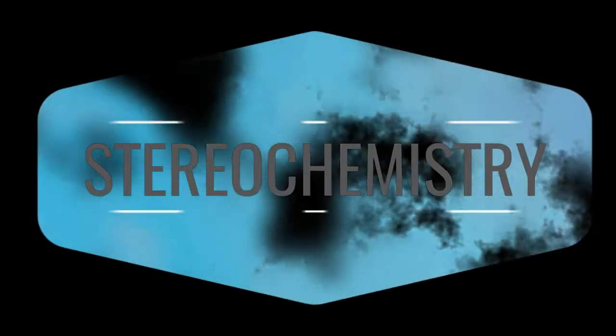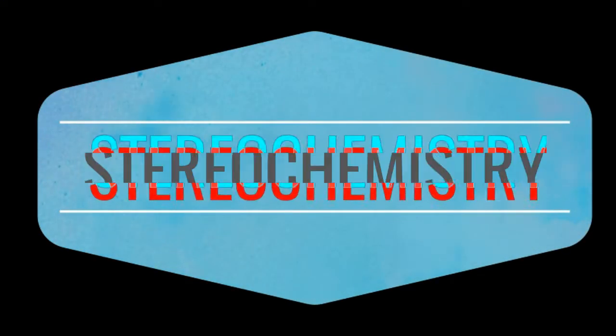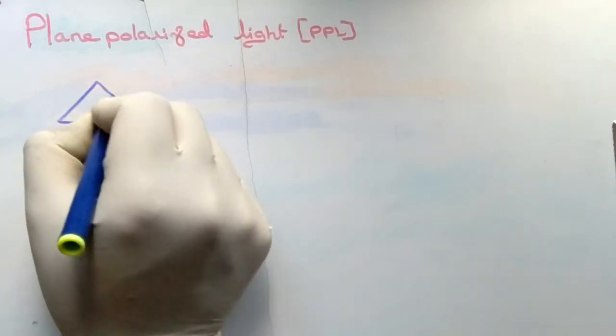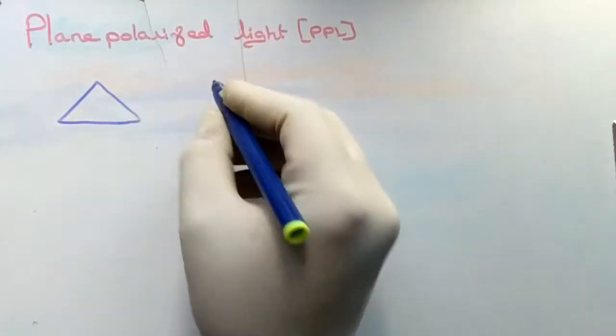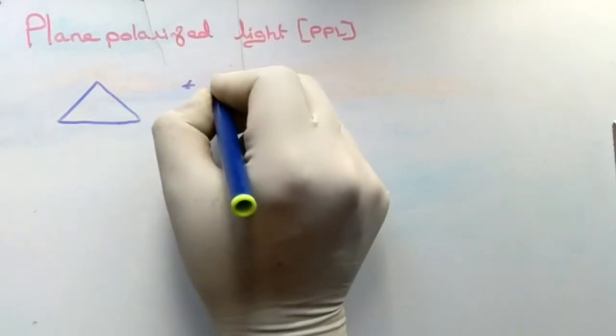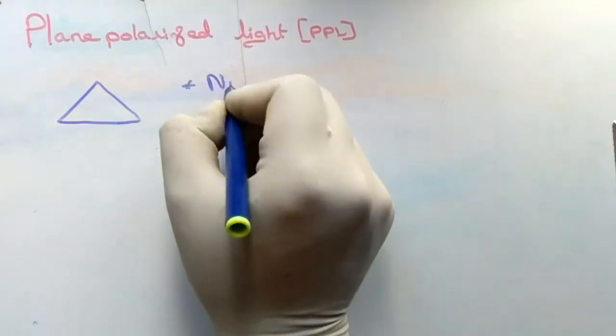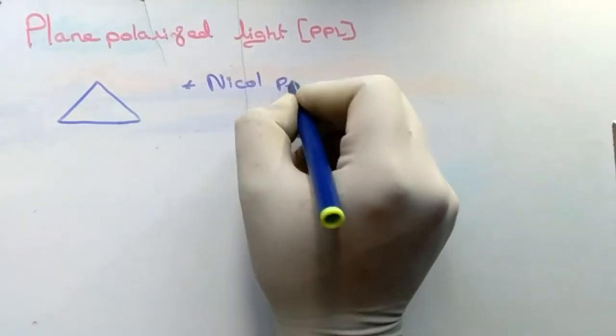In this video we are going to see about stereochemistry. Before entering into the subject, we should know about plane polarized light, and this is the thing which is used to produce plane polarized light. It is called a nicol prism.